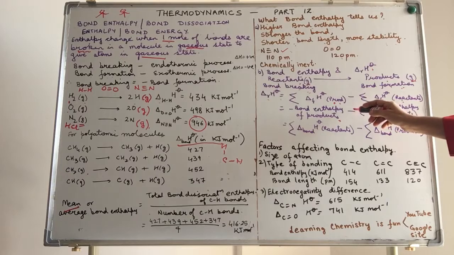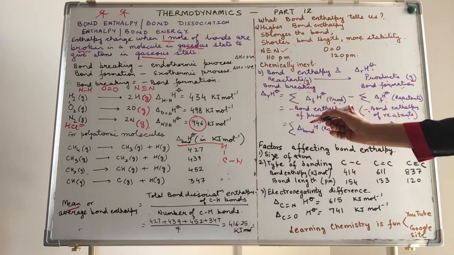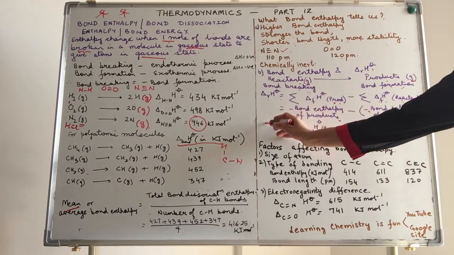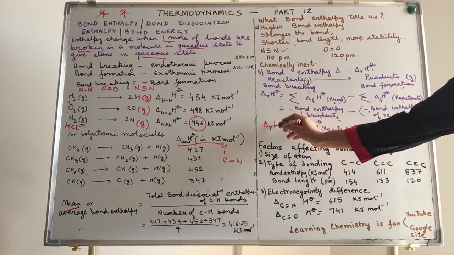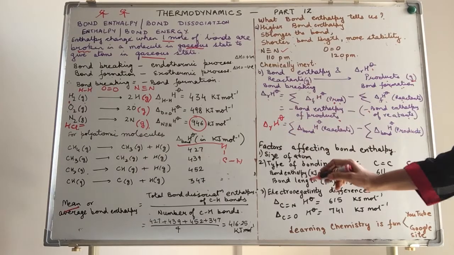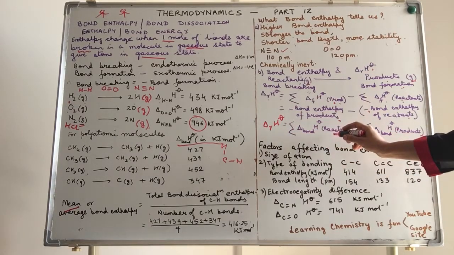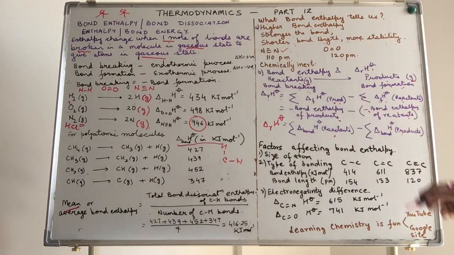Open the brackets, negative becomes plus. We can rearrange these values and we get the standard enthalpy change for a reaction, or the standard molar enthalpy of a reaction, would be the bond enthalpy of reactants minus the bond enthalpy of products.